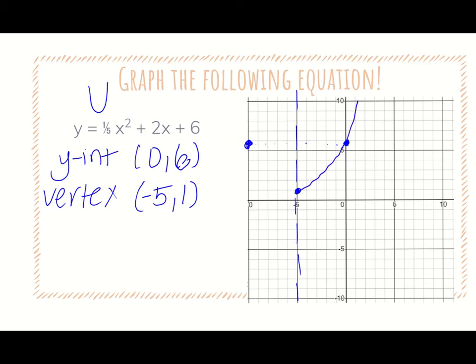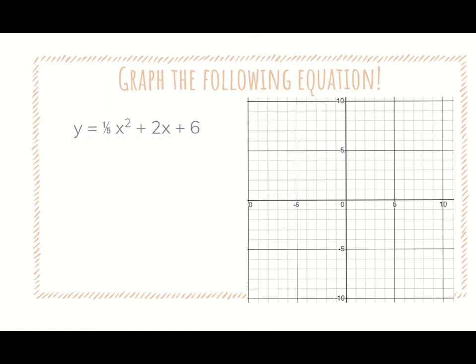This graph is a parabola and it opens up. So we took our y-intercept, which comes from the equation, and our vertex that we solved for, and we graphed by finding that third point using the axis of symmetry.